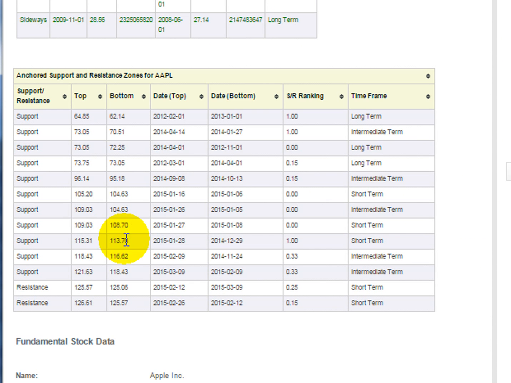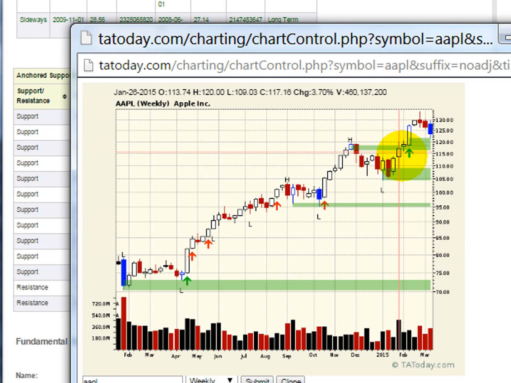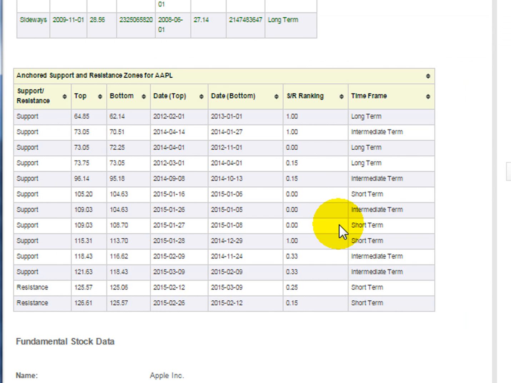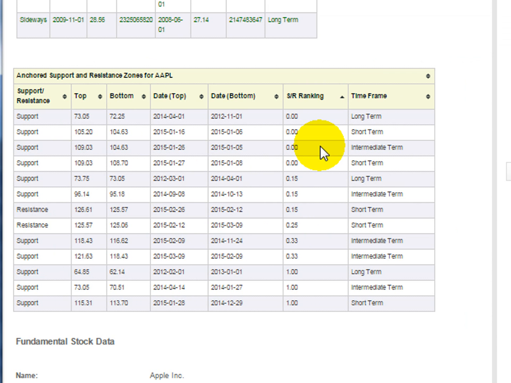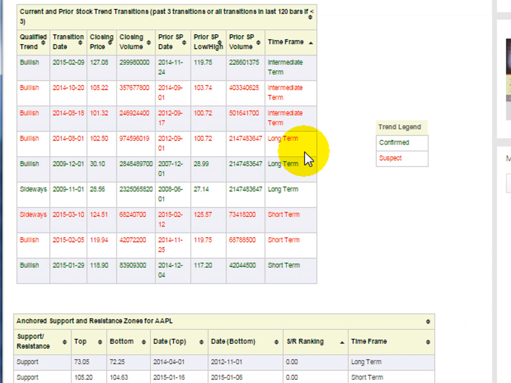This also gives you the details of these zones that we were talking about. It gives you the details of what those zones look like, what their characteristics are in terms of their ranking, 1 being the best, 0 being the worst, in terms of the strength of that support zone or that resistance zone. It gives you the actual numbers themselves. It tells you what the date was, and it also tells you the time frame. You can click on any of these and it will sort them. That's also true up here. You can click on them.